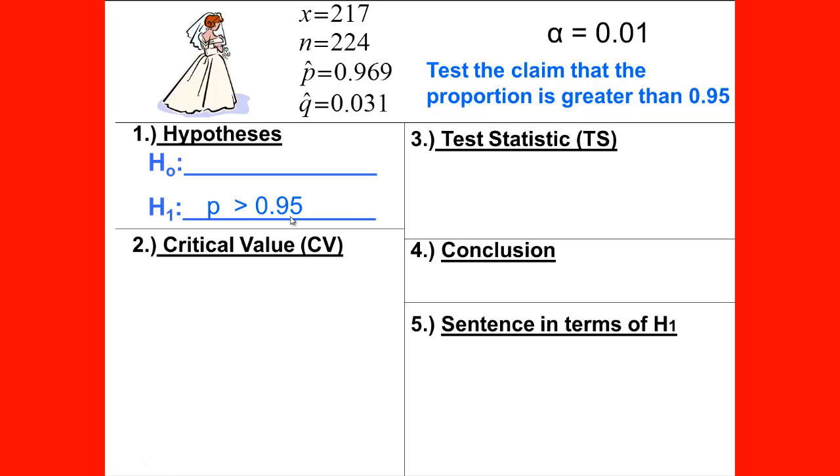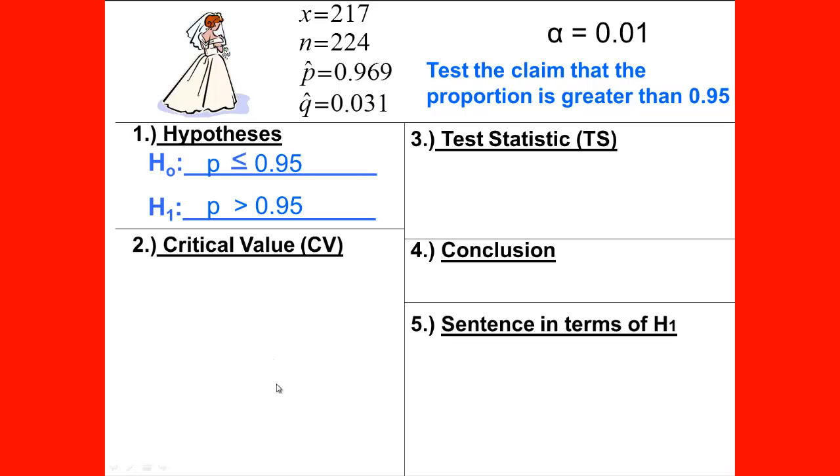To get the null hypothesis, remember that the symbol for greater than for the null will need to be the opposite, which will be less than or equal to. And again, some teachers will just include this as equal to, but it will still be proportion, less than or equal to 0.95, and that gives us our hypotheses.